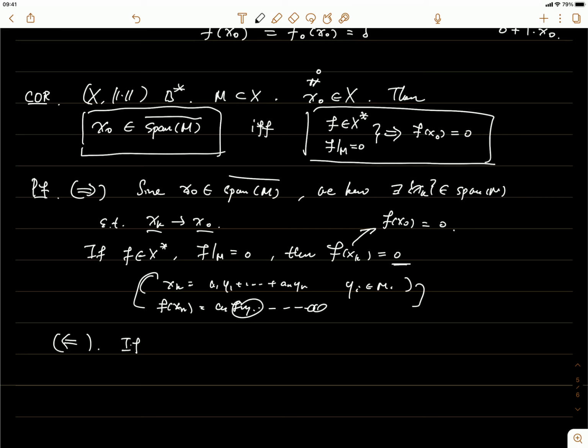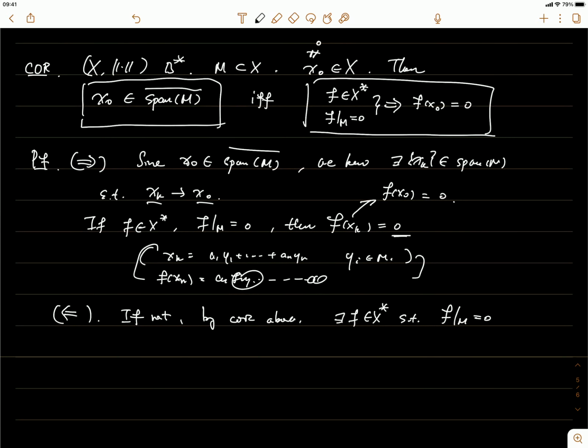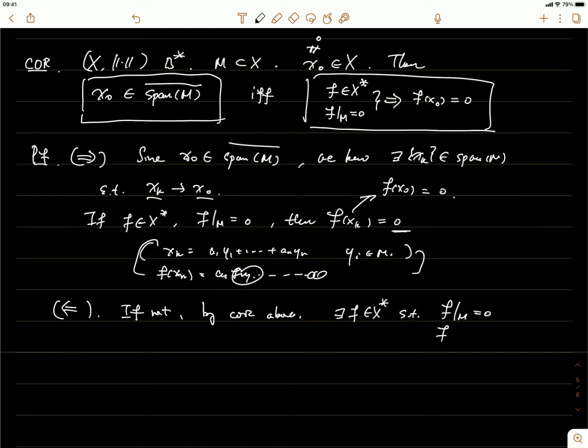Okay? So if not, I should say, if x naught is not in the closure of the span, then by the previous corollary above, we know that there exists some f in x star such that when we restrict f to M, we get 0. And also f of x naught is equal to the distance between x naught and M. This M is the closure, so I should say, not just this M. We have this, which is greater than 0.